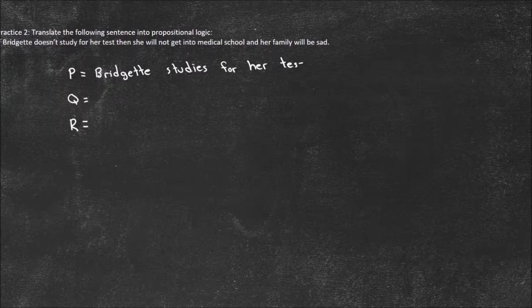All right, so what's the next proposition that we see? Then she will not get into med school. So Bridget will get into med school. It's going to be my next one. Again, because I don't like to have negative ones, Bridget will get into med school.